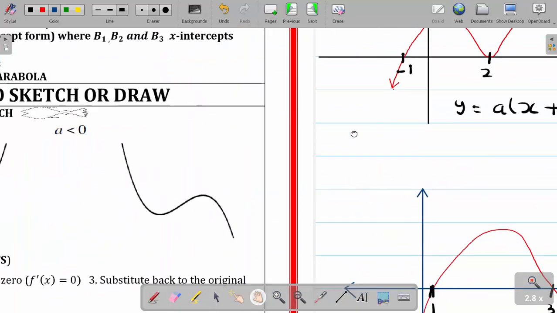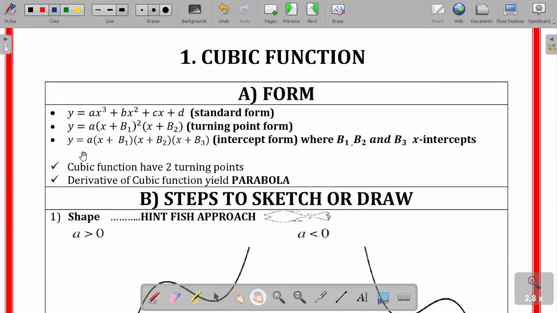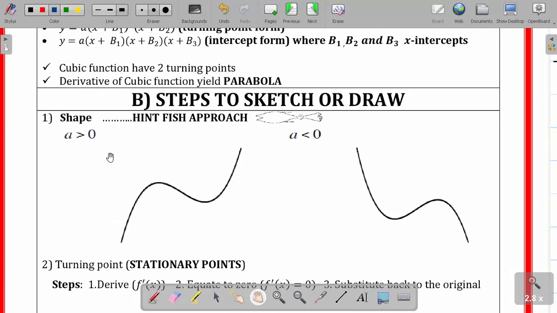Now this A which you see in here tells us the shape of the cubic graph. If our A is bigger than 0, then the shape would be like this one here. I repeat, if the A is greater than 0, then the shape would be like this. However, if my A is negative, that's less than 0, then the shape would be like this one here. Now these two shapes, if you combine them together, you can come up with a fish, just for you to remember the shapes properly.